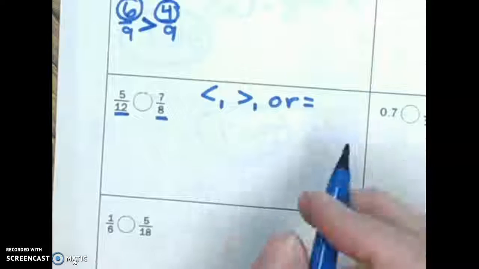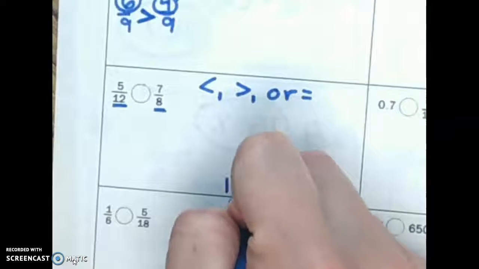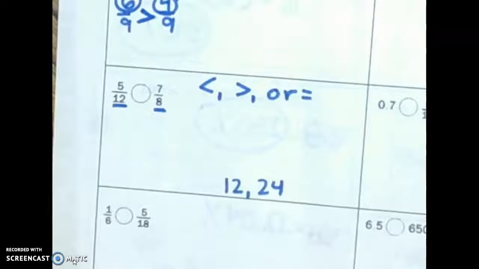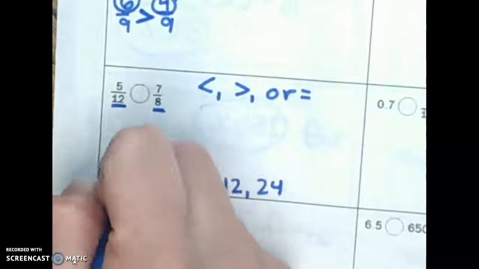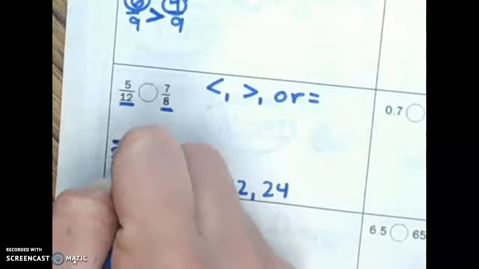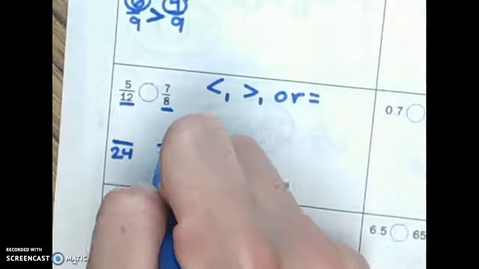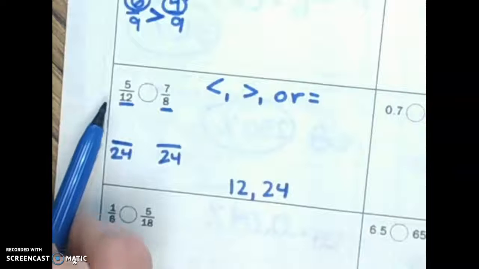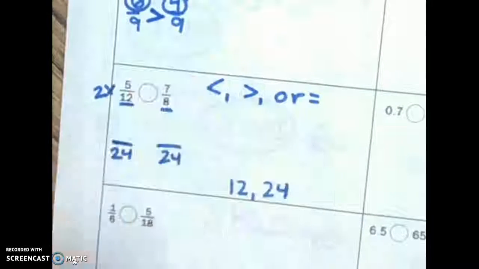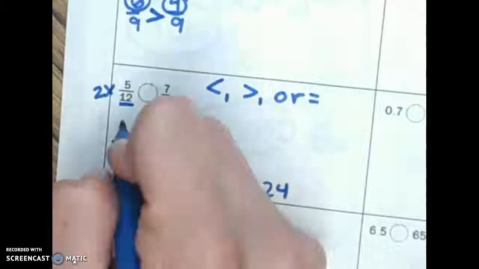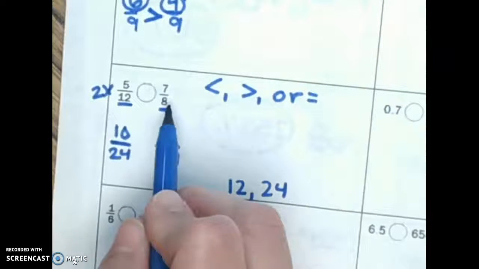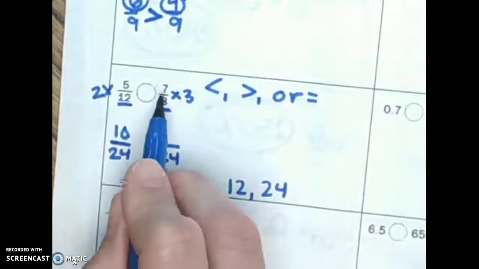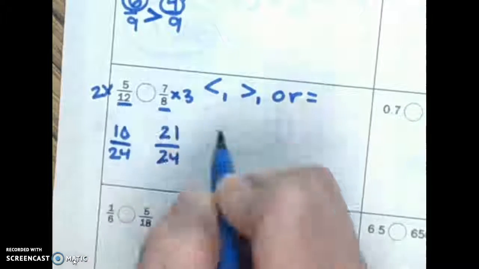So let's look at 12. My multiples of 12 are 12 and 24. Now, I'm going to stop at 24 because I know that I can make 8 be 24. So I'm going to make both of these numbers have a denominator of 24. To do that with a 12, I know that 2 times 12 is 24, and 2 times 5 is 10. Okay, so there's our new fraction for that side. To make 8 into 24, I'm going to say 8 times 3 is 24, and 7 times 3 is 21.